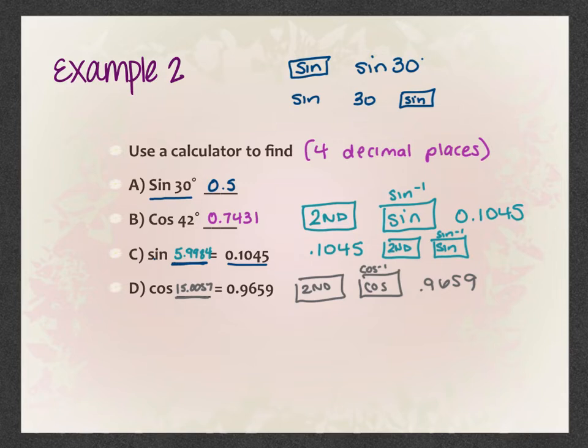So if you're given the angle and you want the trig function, you're hitting the normal sine, cosine, tangent buttons. If you're given the trig function and you're looking for the angle, that's when you're going to use the -1 buttons.